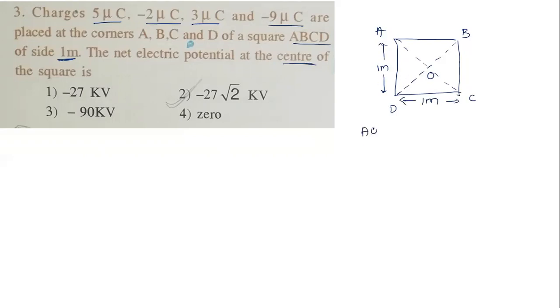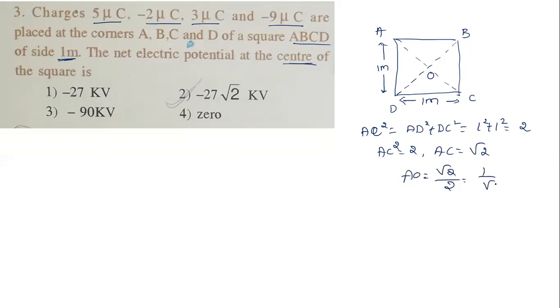So I can write AC square equals AD square plus DC square. It is 1 square plus 1 square, which becomes 2. So AC square becomes 2, then AC becomes √2. I want AO, right? AO equals √2 by 2, which becomes 1 by √2. This is the distance from any one of the corners to the center. So now we need to find the potential.